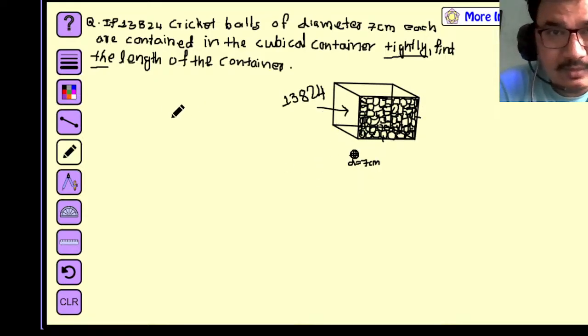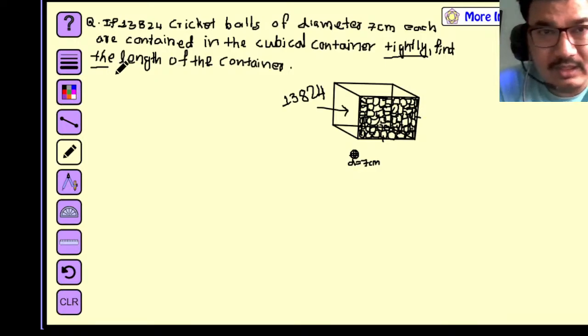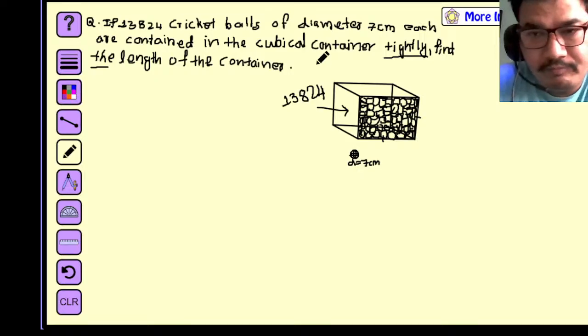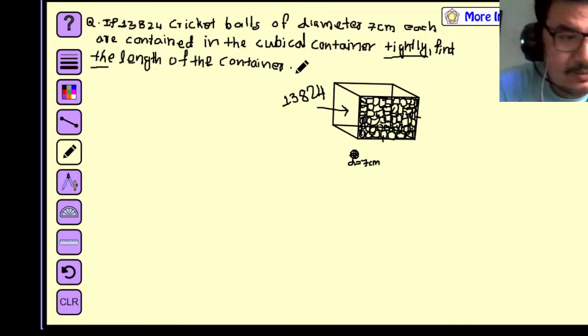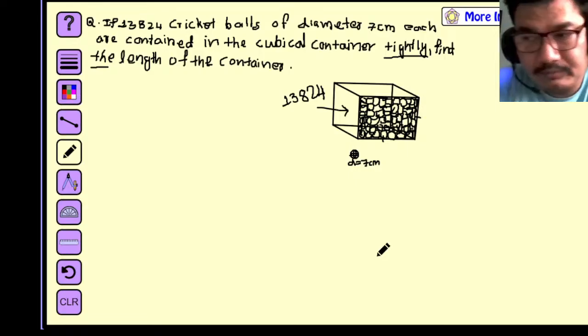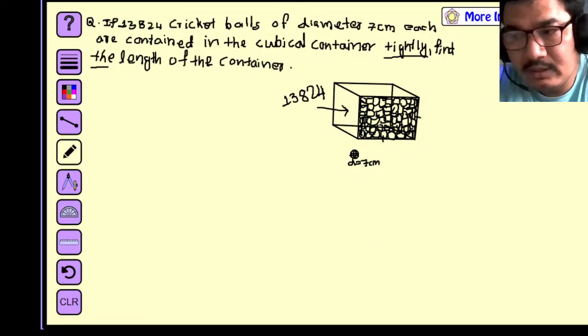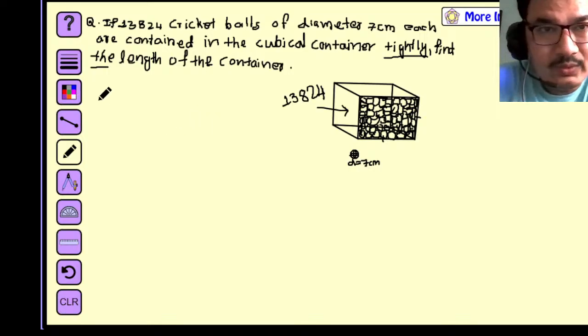This is the question, and it is asked to find the length of the container. With the help of the diameter of this one cricket ball, we need to find the length of this container. We can call it height also, length also, breadth also, because the length, breadth, height of this container will be the same since it is cubical in shape. That is the one main important point here. Look, children, in this solution, we should know first. Look here, the solution.